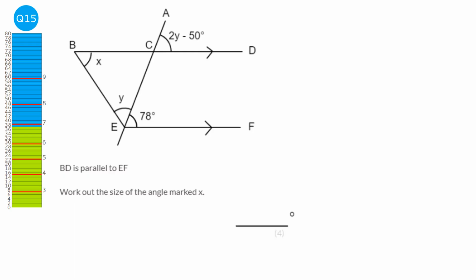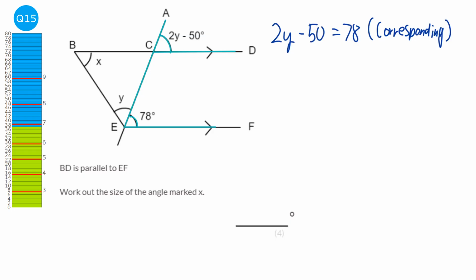To find out what the value of x is, we first of all have to find out what the value of y is. And we can notice that we've got 2 sets of parallel lines here and here, and a line going through them. And we've got these F angles, which we have to call corresponding angles. So we know that 2y minus 50 is equal to 78. And we must write down the reason, so corresponding angles. And corresponding angles are equal.